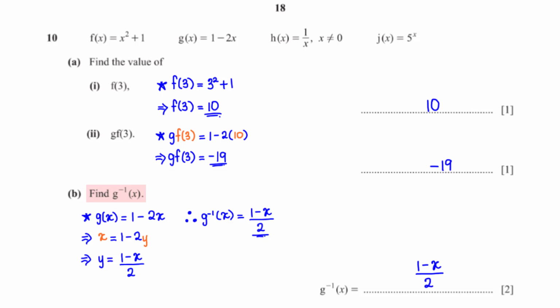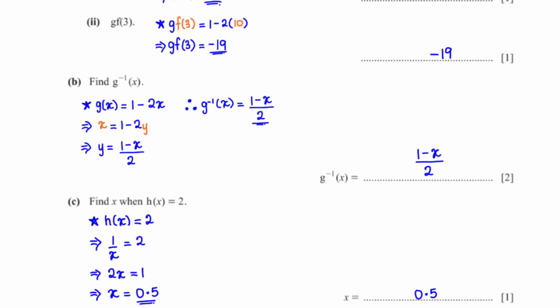Find g inverse of x. We know that g of x is equal to 1 minus 2x. So in the first step, we replace g of x with x and replace x with y. When we make y the subject of the equation, this is what we get. This expression for y is the same as g inverse of x. And so g inverse of x is also equal to (1 minus x) over 2.